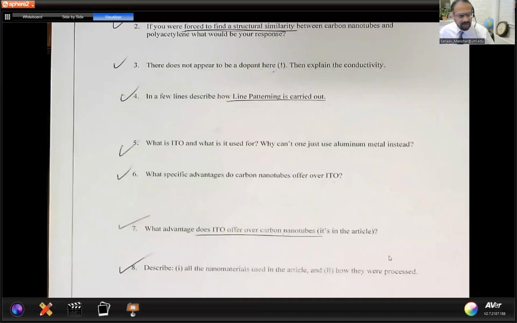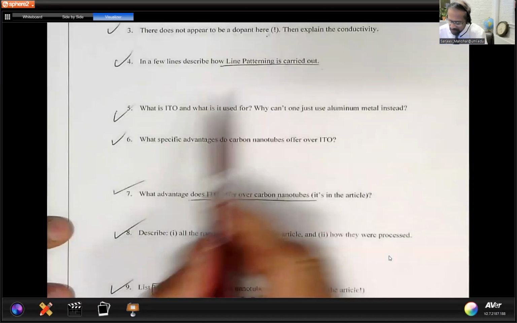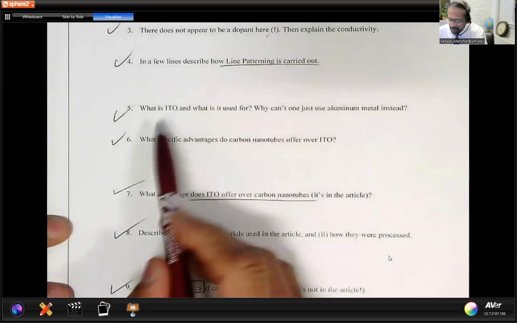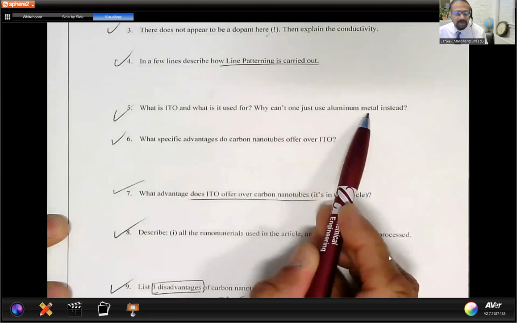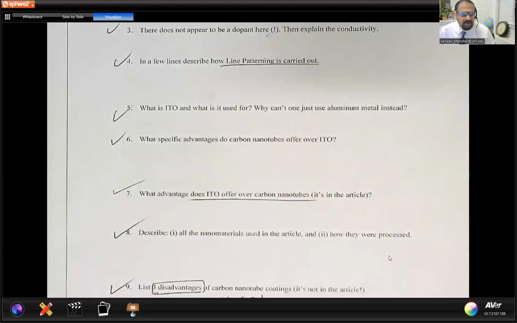Great. So that's that. What is ITO used for? Why can't one just use aluminum? Easy question. ITO is indium tin oxide. It's used as a conducting, metallic kind of conductivity, and a transparent coating for electronics. That's what ITO is. Can't use aluminum because aluminum is opaque. All metals are opaque, plastics are transparent.